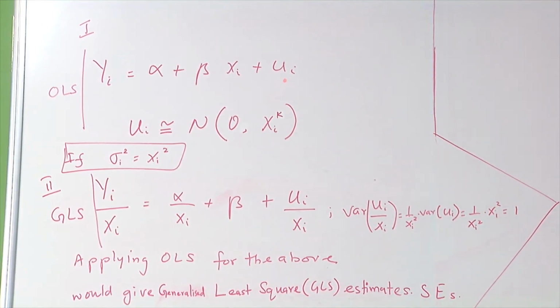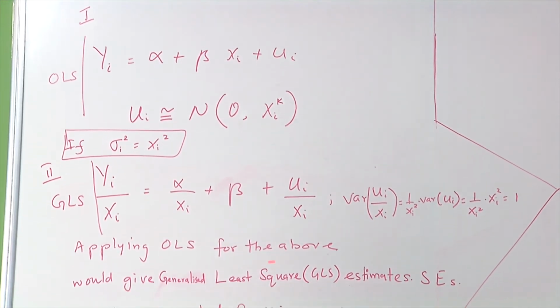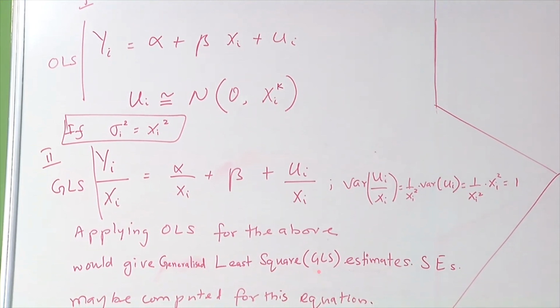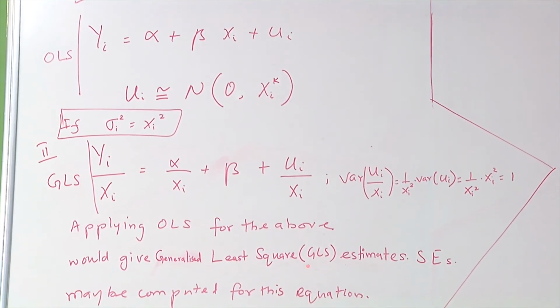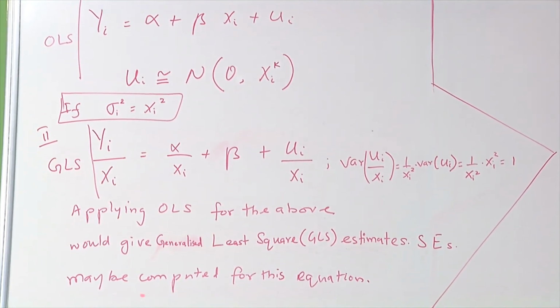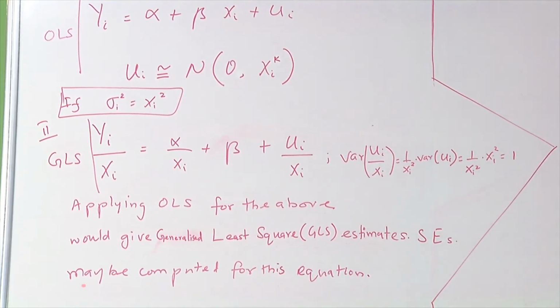Now, the variance is a constant for this equation. For the original equation, the error term is heteroscedastic. For this equation, the variance of this error term is 1. So, homoscedastic. Applying OLS to this equation would give generalized least square estimates. We call it GLS estimates. Standard errors may be computed for this equation. That would be a very efficient variance.